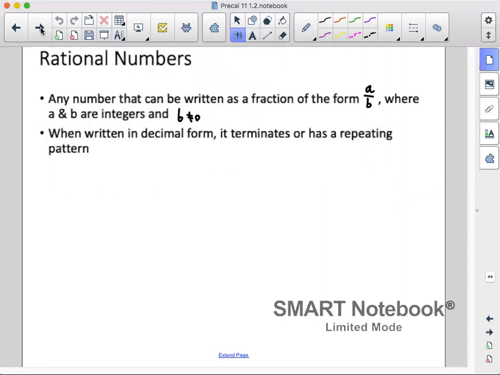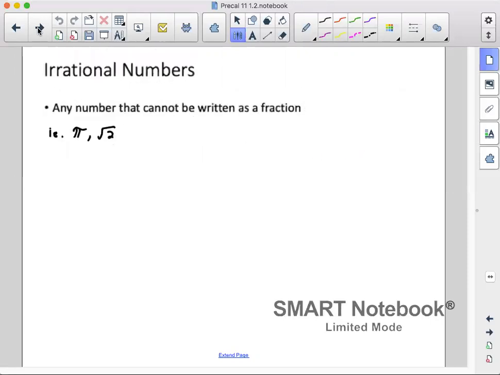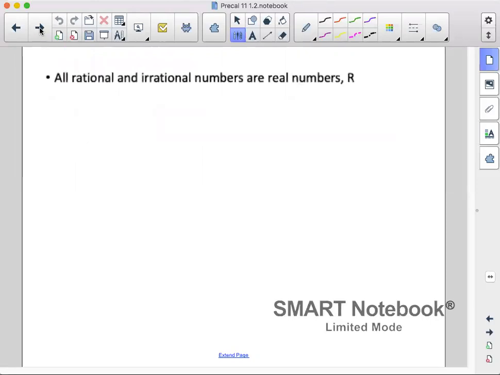We also have what are known as rational numbers, which is any number that can be written as a fraction of the form a over b, where a and b are integers and b cannot equal 0. When written in decimal form, it terminates or has a repeating pattern. We also have what are known as irrational numbers. These are any numbers that cannot be written as a fraction. So for example, pi cannot be written as a fraction. Square root of 2 also cannot be written as a fraction. Now, all rational and irrational numbers are part of a set of real numbers given by capital letter R.